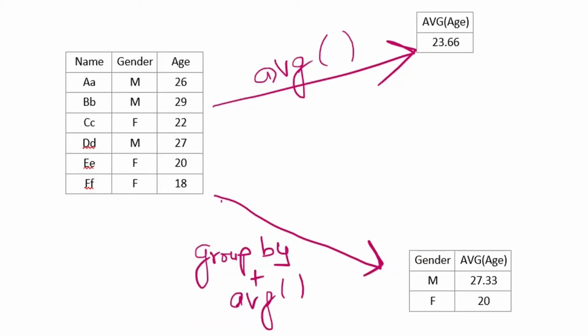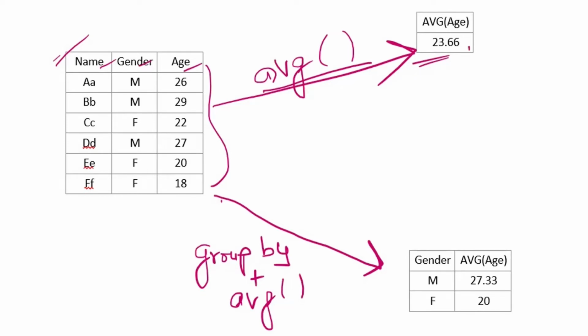So I'm using this made up data by me. Over here we have a table with three different columns: name, gender and age. Let's say I'm interested in calculating the average age within this column. We already know how to use the average function to get this information, and this is the average age in this entire table.